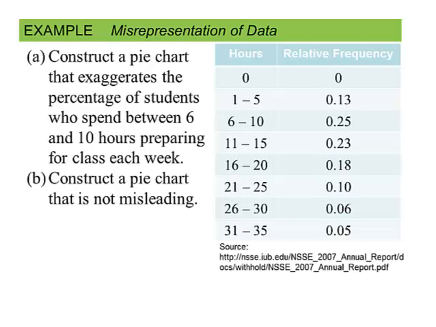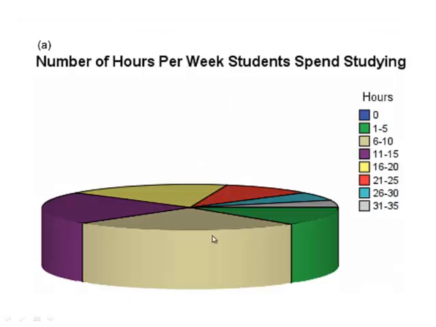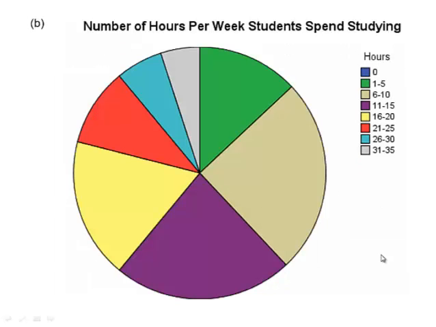If we were to take this data and make a display that exaggerates the percentage of students who spend between 6 and 10 hours, we can do that with a three-dimensional pie chart and put that section, 6 to 10 hours, in front. And then to make a fair comparison, we're just going to do a normal pie chart that's not misleading. So as we can see, this section is first, and it appears to the reader to be the largest section, and that's from 6 to 10. Now if we look at it this way, we see that the section is not exaggerated. It is a big section, but it's not as large as in the three-dimensional pie chart.